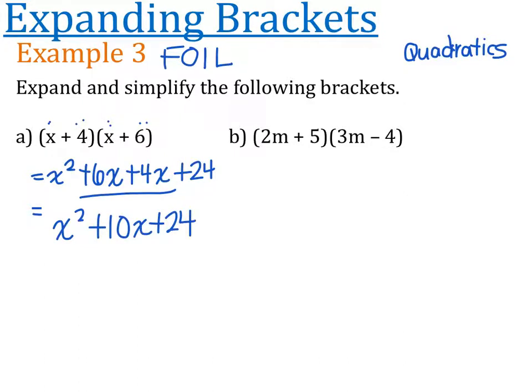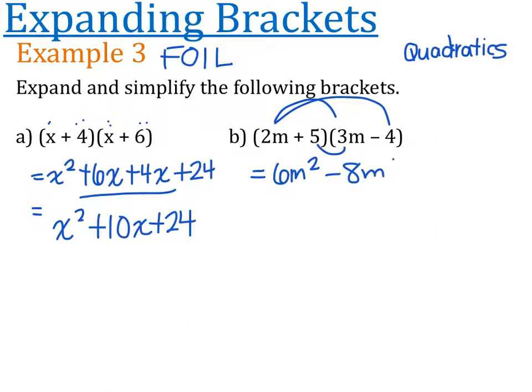Next example is exactly the same idea. We've got some extra numbers in it, and of course we've got a negative. I'm going to do it with the arrows this time. 2m times 3m is 6m squared. 2m times negative 4 is negative 8m.